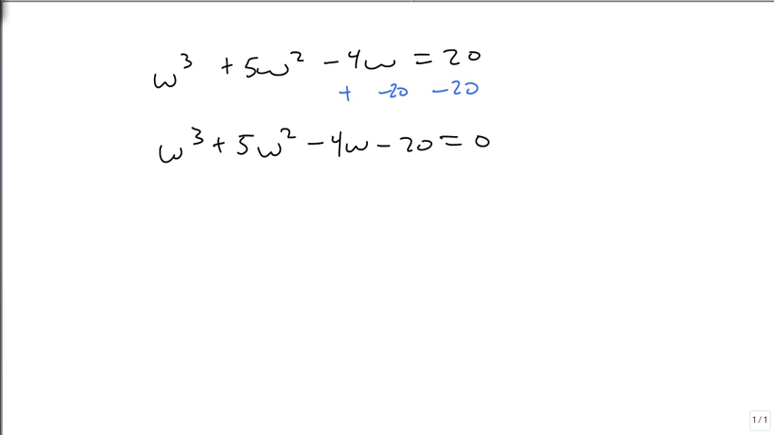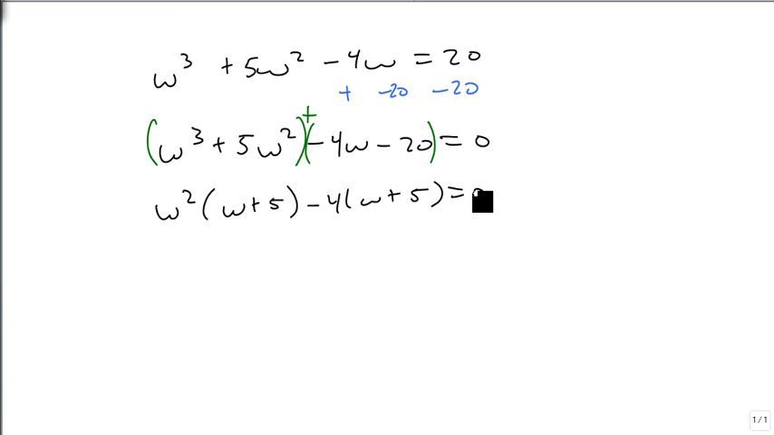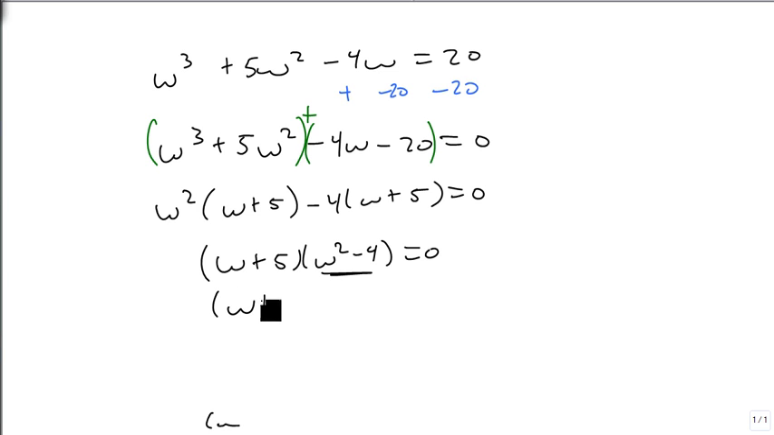Then we notice that there are 4 terms, so we're going to factor by grouping. We pull a w squared out of the first one, which leaves a w plus 5. We pull a minus 4 out of the second one, which also leaves a w plus 5. This becomes w plus 5 times w squared minus 4 equals 0. w squared minus 4 is a difference of squares.